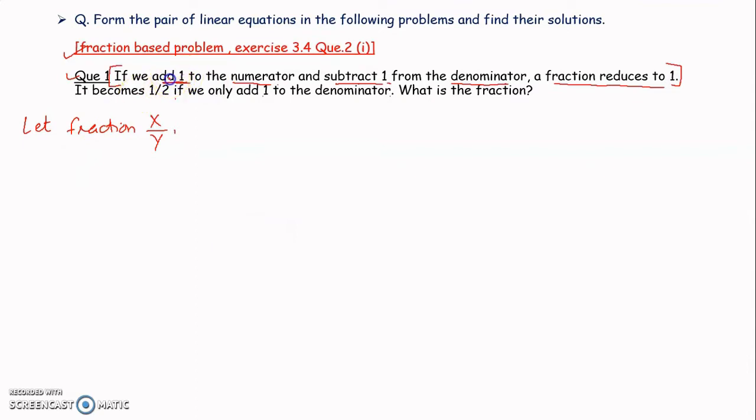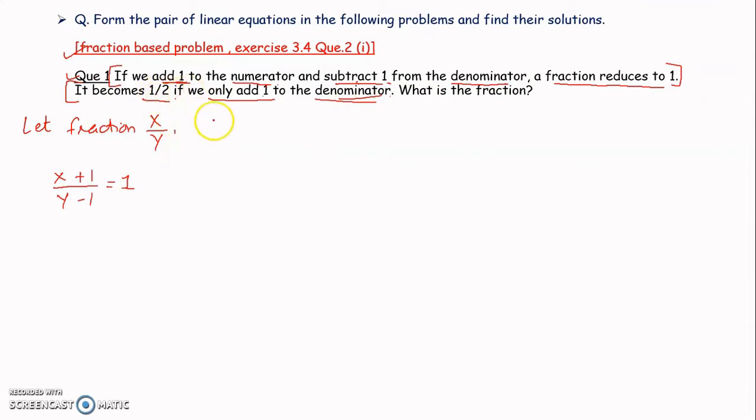Let's take this first condition. Add 1 to the numerator, so this becomes x plus 1, and subtract 1 from the denominator, so this becomes y minus 1. So this fraction reduces to 1. This is our first condition. In the same way, the second condition: it becomes 1 by 2 if we only add 1 to the denominator.